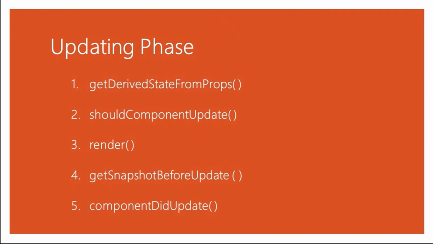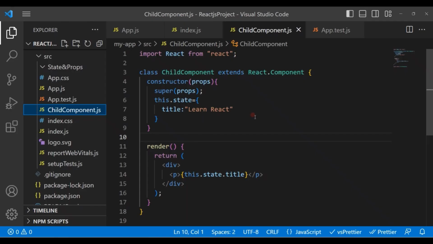Next method is shouldComponentUpdate. This method returns a boolean value that specifies whether React component requires re-rendering or not. It compares previous state and current state, and if it is same, it returns false, else it returns true. Let's implement shouldComponentUpdate method. So we have already declared our state object here, which is title learn React.